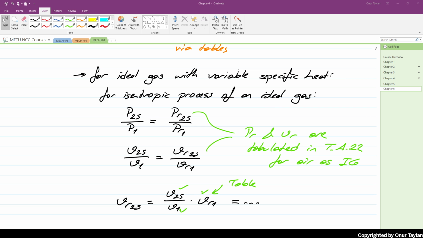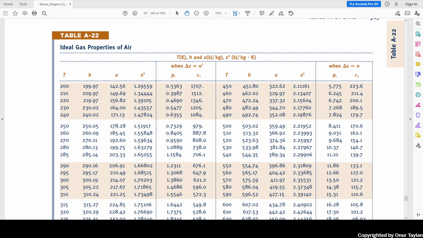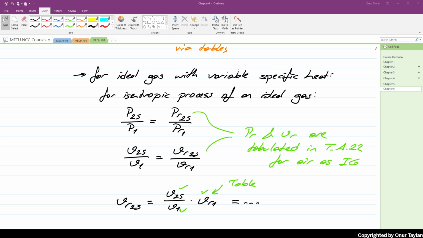And then, since you know vr2s, this corresponds to a particular temperature in that table. Let me show you the table once again. As you can see, for each temperature, there is a specific vr value. So since you know T1, you can check the vr from this table. That's going to be vr1. And then calculate vr2 and go back to this table again, if it is air, obviously. Check the vr value. There is a corresponding temperature for that vr. Then you know T2. That's kind of the idea.